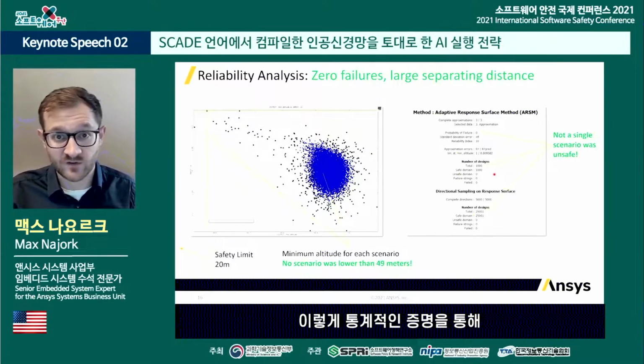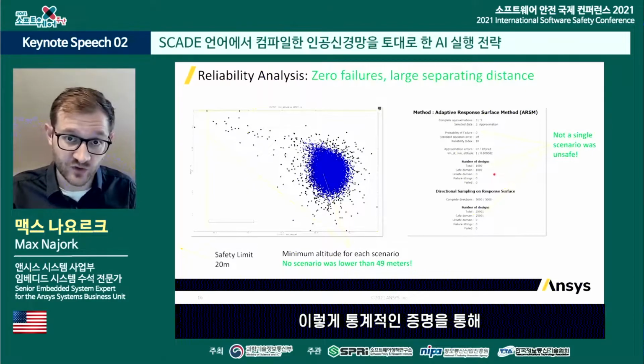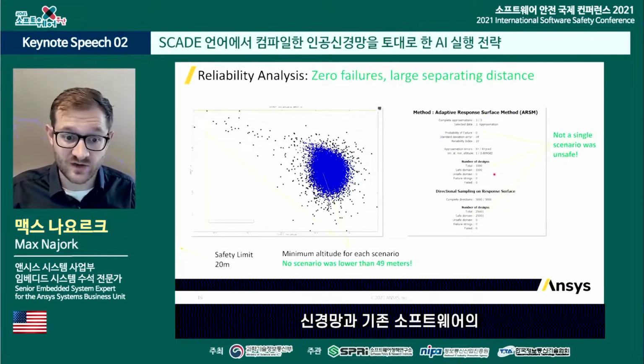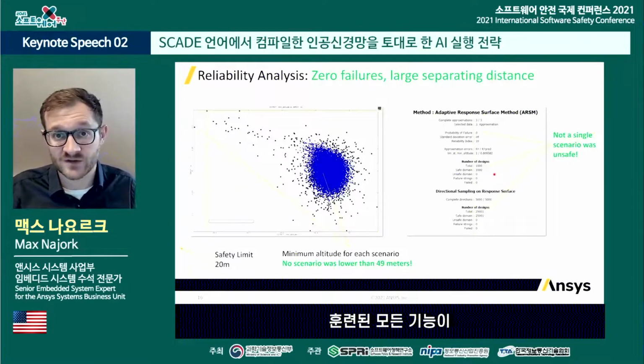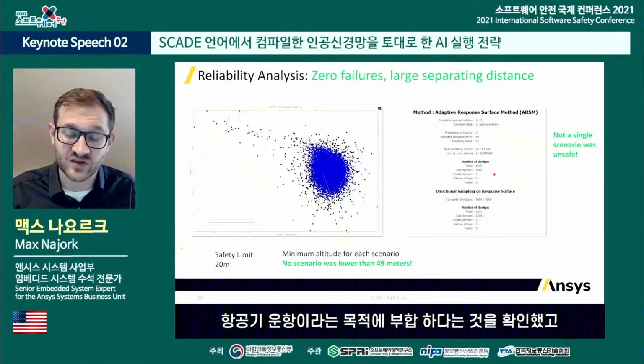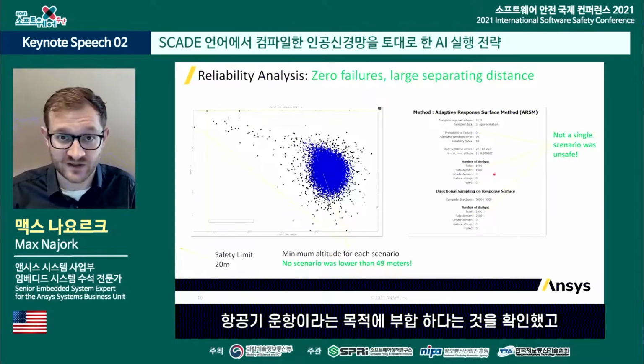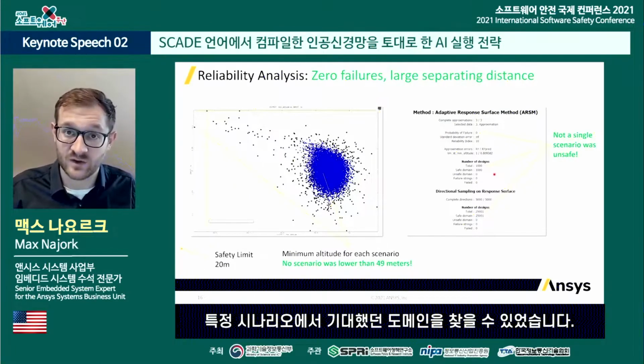And so that's kind of the proof, the statistical proof, that our function that has been trained, that consists both of the neural network as well as the conventional software, is actually fit for the purpose of flying this aircraft in that specific domain we have been looking at, in that specific kind of scenarios.